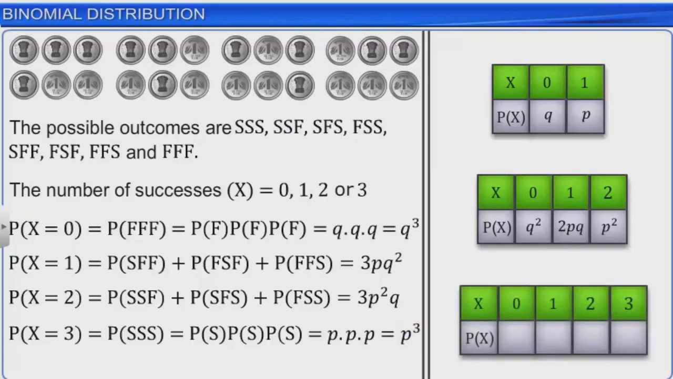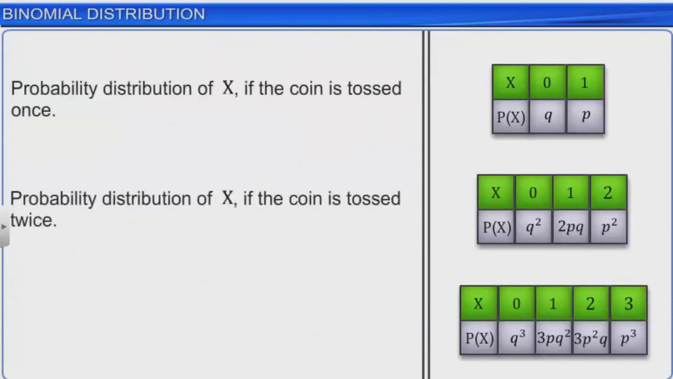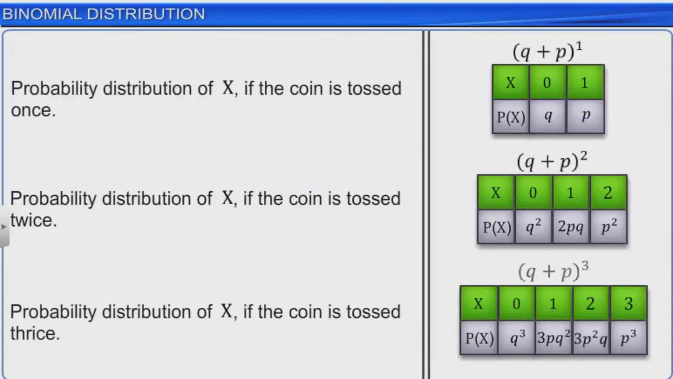Observe that the distribution of X for the Bernoulli trials are similar to the binomial expansions of (q plus p) raised to the power of n. For the first trial, the power is 1. For the second trial, it is 2. And for the third, it is 3. Also, the probabilities of 0, 1, 2, or 3 successes are the corresponding first, second, third, and fourth terms of the respective binomial expansions. This result can be extended to n Bernoulli trials.